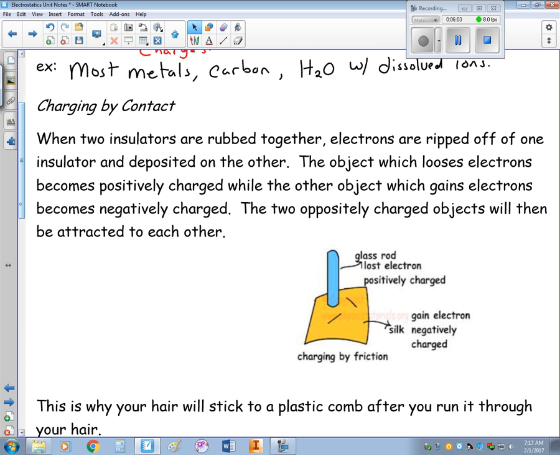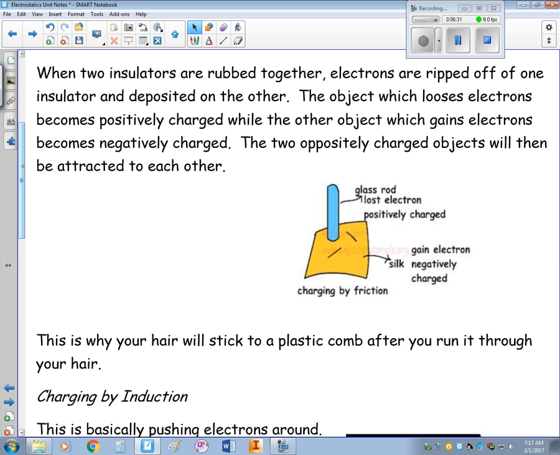Now we have different ways of charging objects. The first one is charging by contact. I kind of mentioned this before. When two insulators are rubbed together, the valence electrons are ripped off of one insulator and placed on the second. The object which loses electrons becomes positively charged. The object that gains will become positively charged, I'm sorry, negatively charged. The two oppositely charged objects will then be attracted to each other.